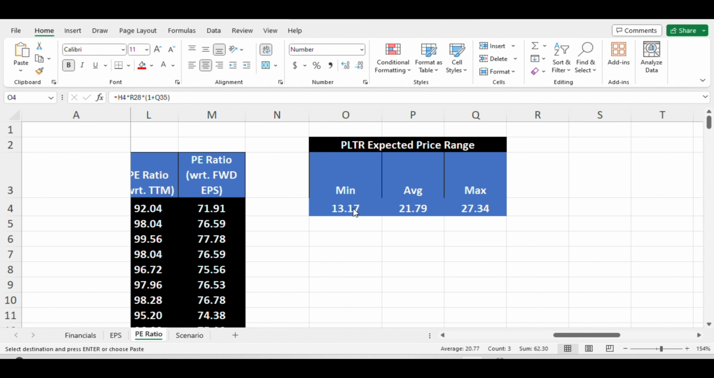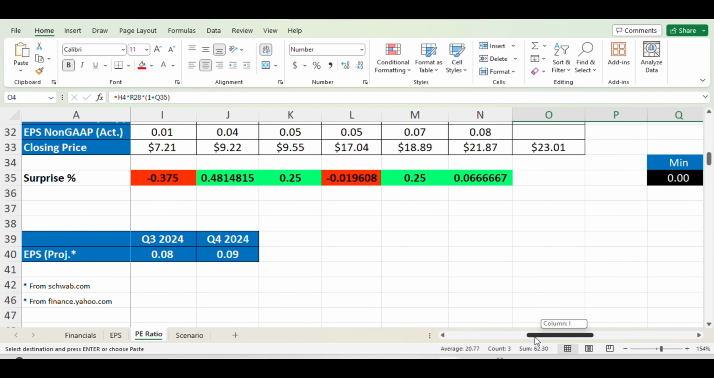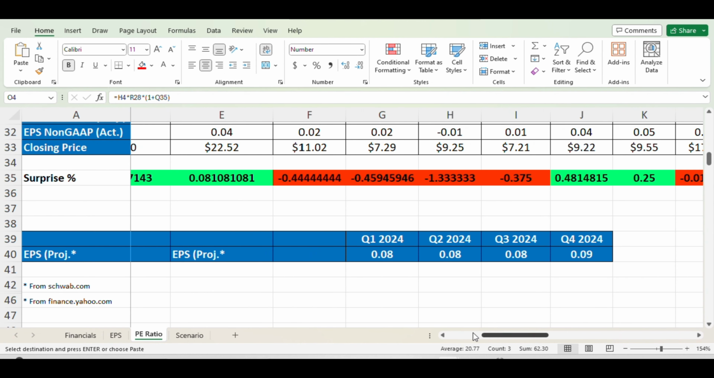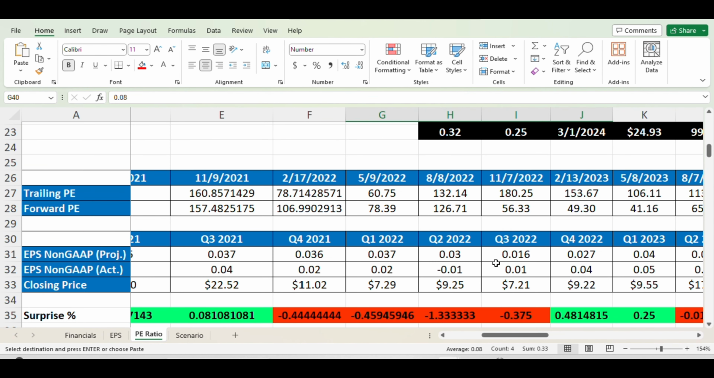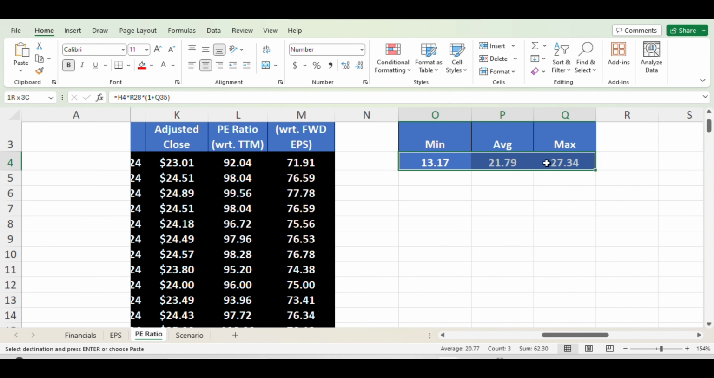So guys, these min-max and the average values are based on the earning projections I got from different websites. For example, showup.com. So if these earning projection changes, then min-max and the average values will be invalid. Then we'll have to calculate the new min-max and the average price projections for Palantir. Okay?